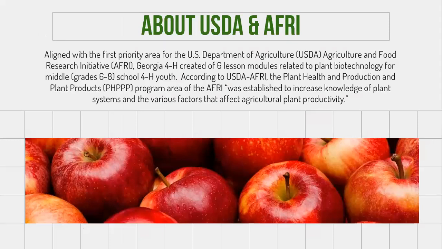And so we, as the University of Georgia and Georgia 4-H, worked with the United States Department of Agriculture, USDA, and within the USDA, their division called AFRI, the Agriculture Food Research Initiative, and had some funding to develop lesson plans aligned to one of their priorities. So we actually looked at plant health and production and plant products, the PHPPP for short. You know, any organization loves some acronyms. And if I had to say PHPPP all day long, it would probably be a little difficult. Maybe it starts to roll off the tongue after a while, but aligning it with their grant or their mission rather, to increase knowledge of plant systems and the various factors that affect agriculture plant productivity.